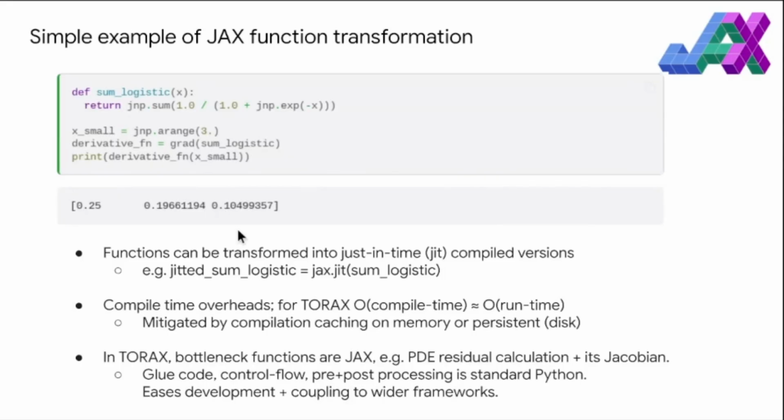So one small caveat is that the fact that it's just-in-time compilation means that when you run the code for the first time, there is a compile time overhead, which is for TORAX at least an order of magnitude longer than the run time. This is mitigated though by both on-disk compilation caching, and if you're running many simulations in parallel, you only get this hit for the first run. So in practice, it's not a big issue, but it's something to be aware of.